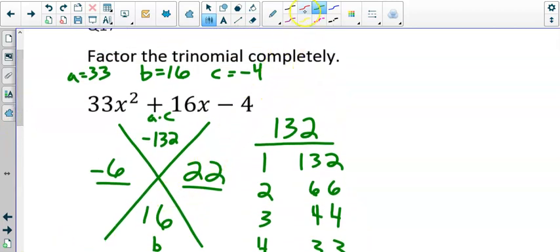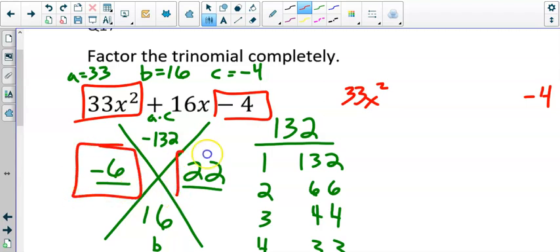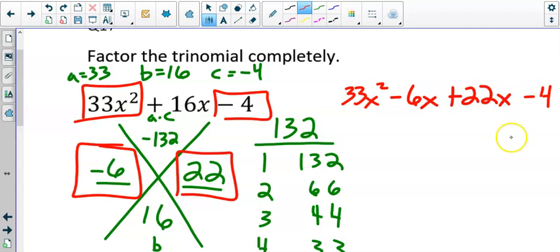So again, now that we're going to do grouping, we're going to keep the beginning and the end the same. So we're going to have 33x squared, and then over here a negative 4. In the middle, you're going to put your two numbers that you found. This is what goes in the middle: negative 6x, positive 22x. And all we do now is group.